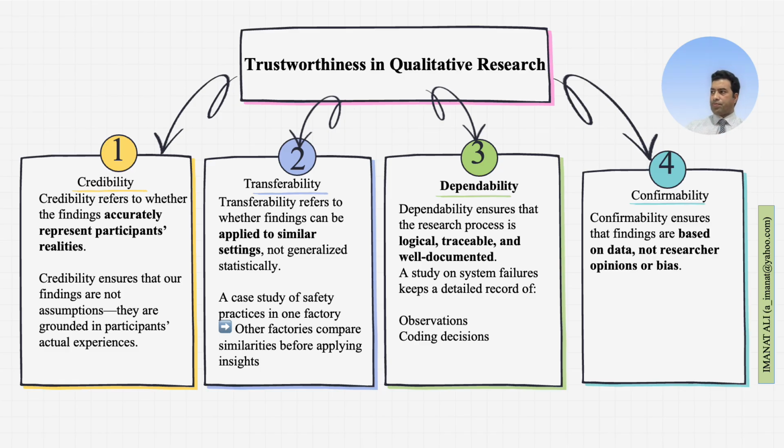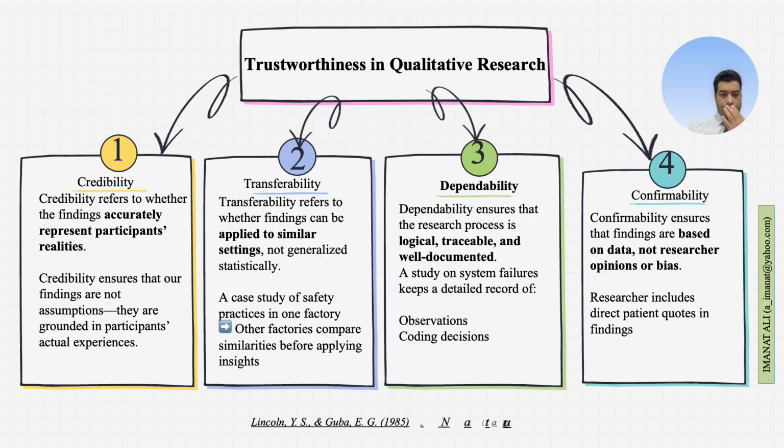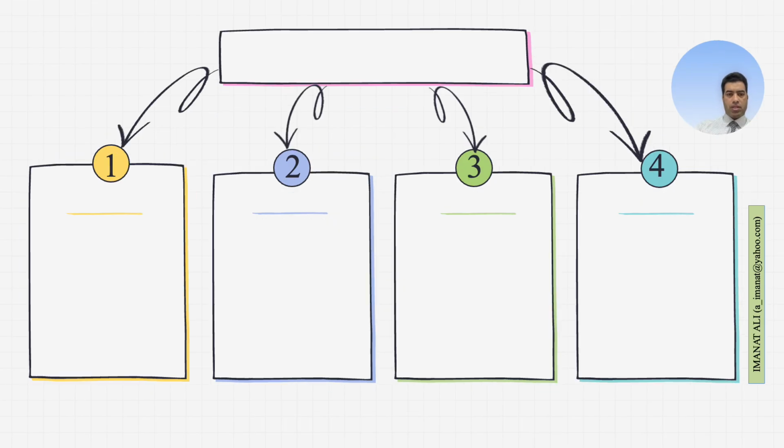Confirmability means findings are based on data, not researcher opinion. So any findings that are derived are not the researcher's opinion, but a real reflection of the data. Researchers include direct participant quotes in the findings. Lincoln and Guba's 1981 naturalistic inquiry model has been used for trustworthiness.